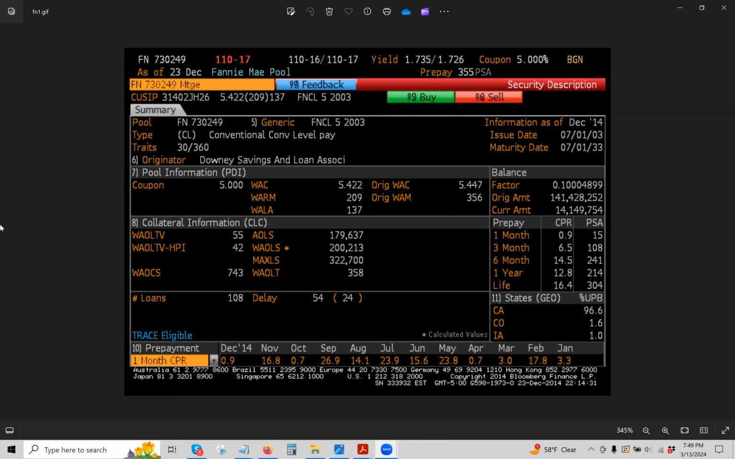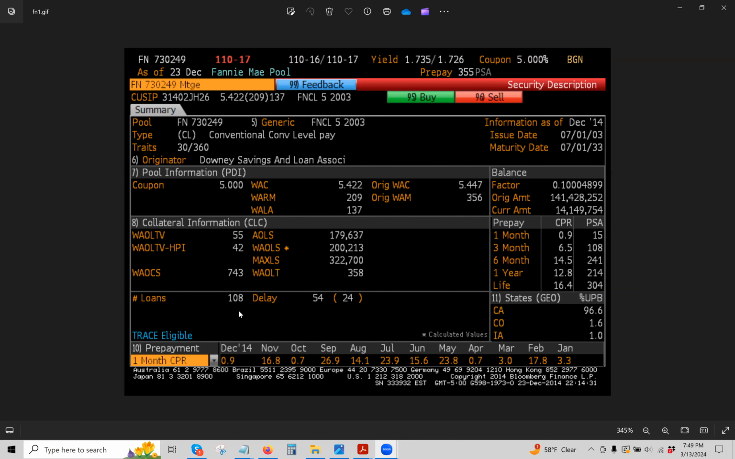Okay, so you see there are different sections here. You see the summary here, and then you see the pool information. So this obviously is a Fannie Mae pool. And you have different identifying numbers, things like that. And then you'll see an originator here. Obviously, this originator is along the lines of some type of lender or bank or financial institution. Okay, and then you see the pool information. Collateral information. This is going to be the collateral.